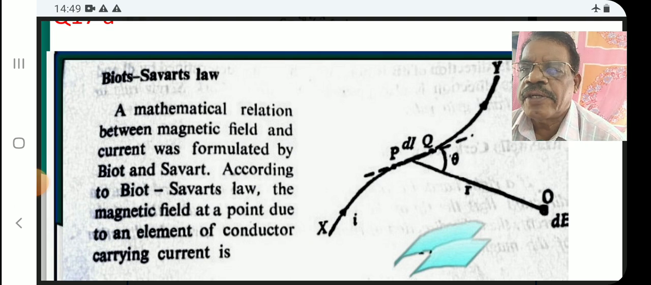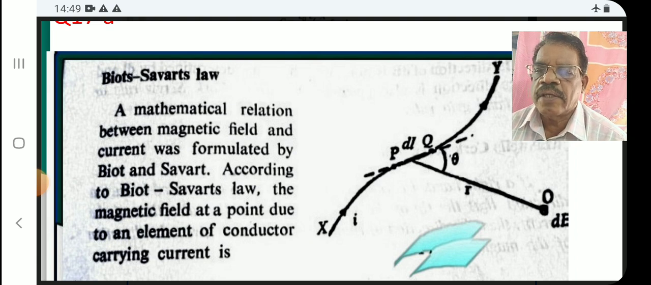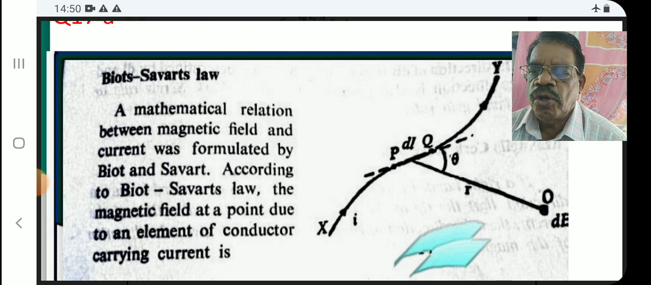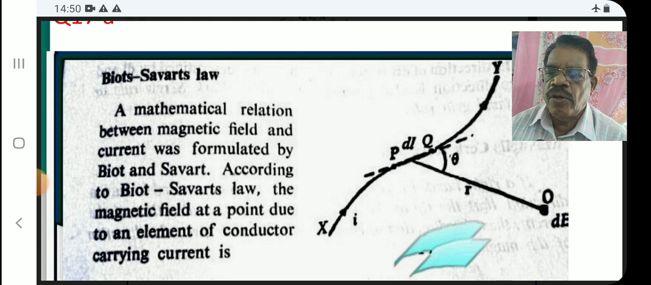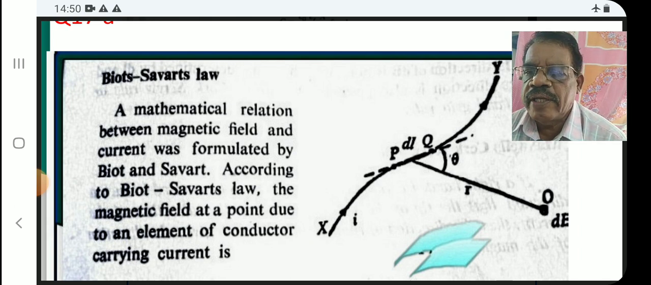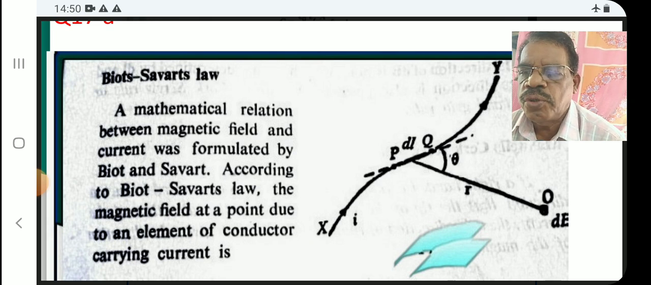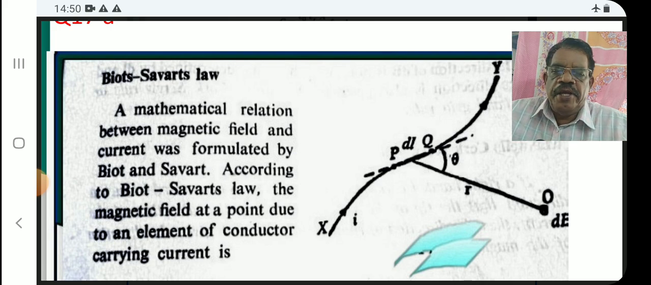A mathematical relation between magnetic field and current was formulated by Bio and Savart. According to Biot-Savart's law, apostrophe S at the end, the magnetic field at a point due to an element of conductor carrying current is.